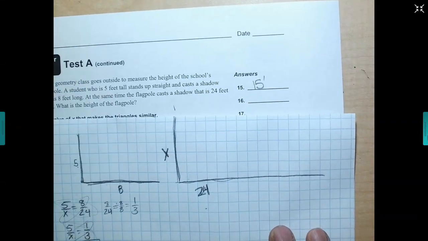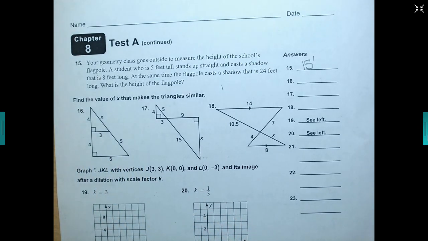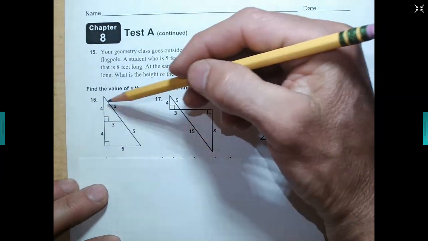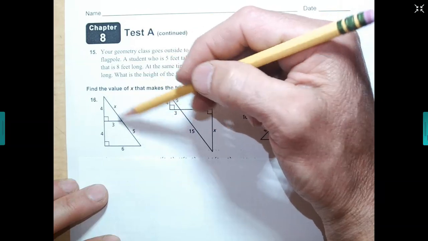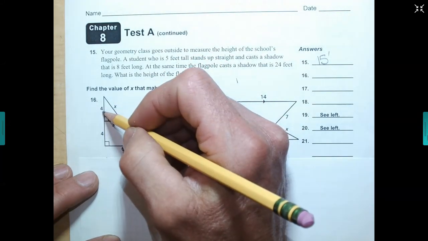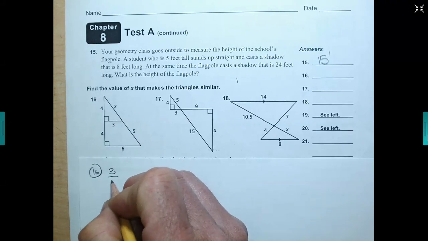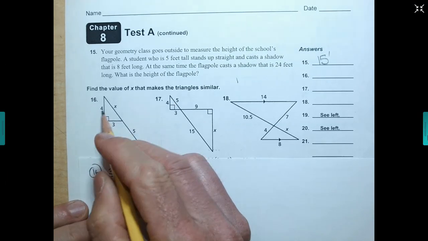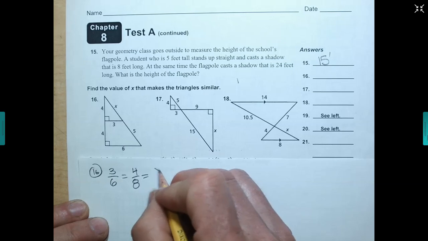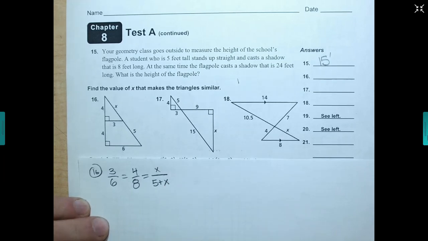All right. Find the value of x that makes these triangles similar. Well, what we have here is we have this full length right here. We don't know the full length. We know this little length. So we have the small side. Let's do this one. Because this one is straightforward, we have 3 is to 6 as 4 is to the whole thing. 4 is to 8 as x is to the whole thing. And what's the whole thing? Well, it's 5 plus x.